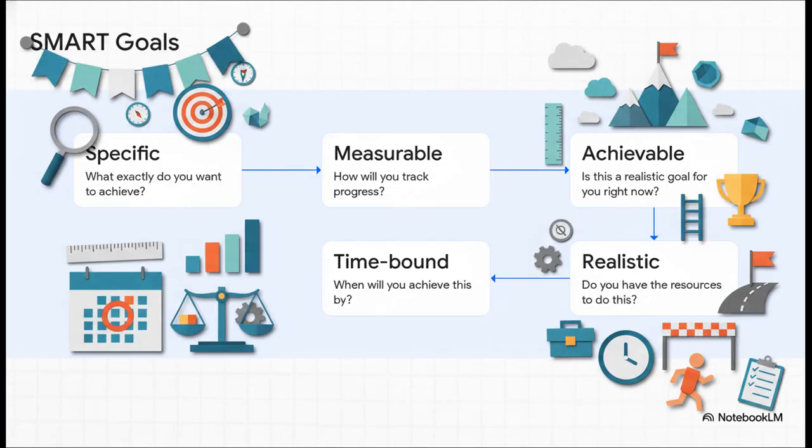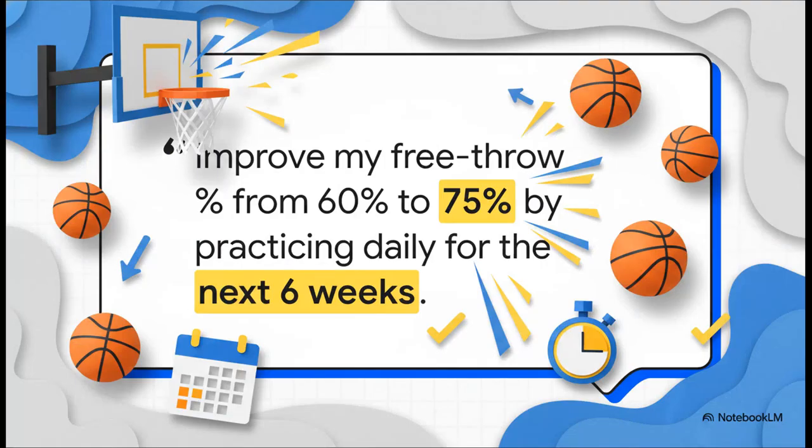So what on earth is a SMART goal? Well, it's an acronym. It stands for specific, measurable, achievable, realistic, and time-bound. Basically, it forces you to turn a vague wish like, I want to be a better shooter, into a mini project with real targets and a deadline. And boom, here's a perfect example. This goal hits every single letter in SMART. It's not just get better at free throws. It's a detailed, actionable battle plan. This is the level of detail you need in your assignment.